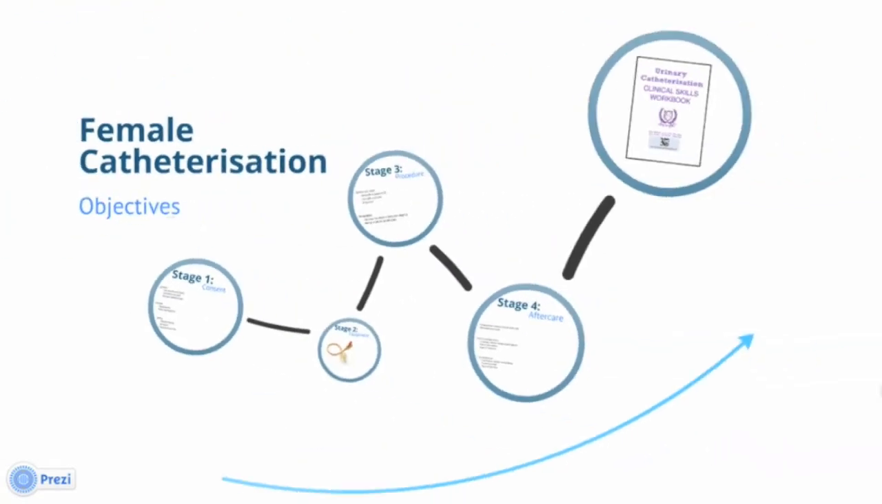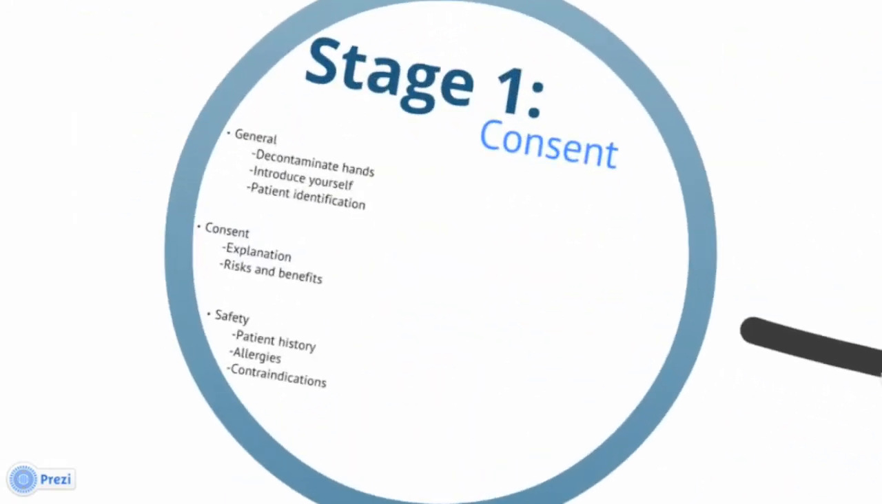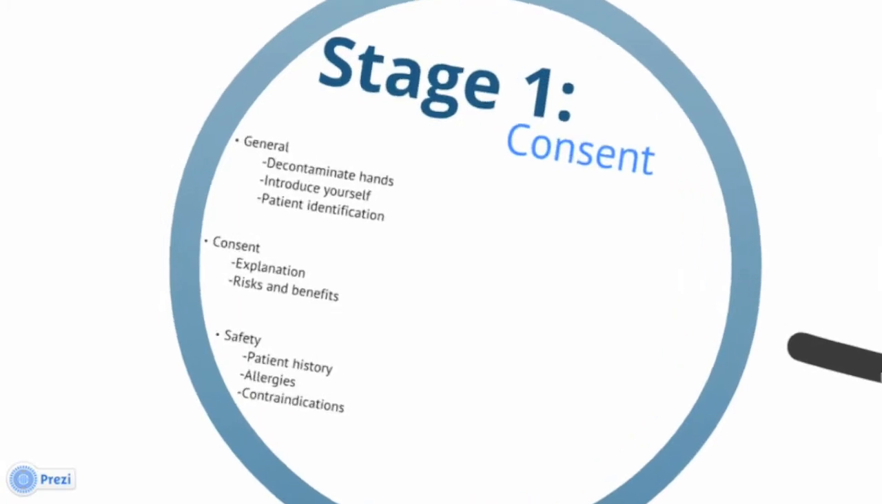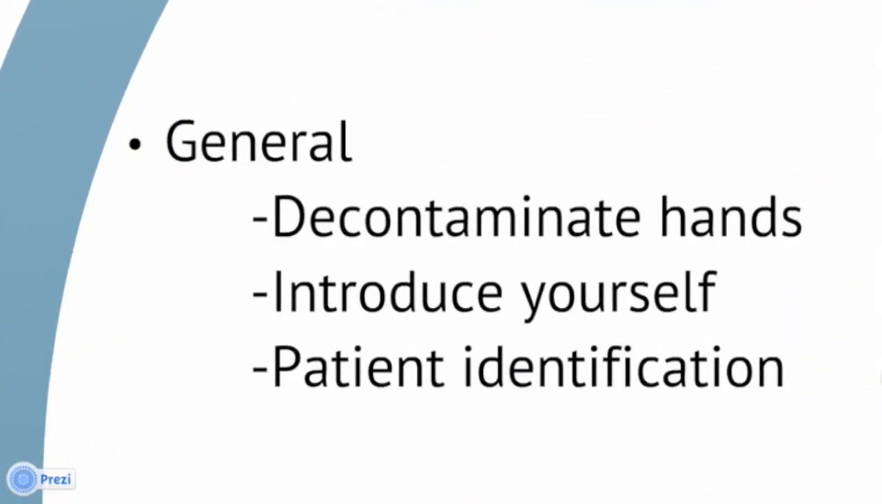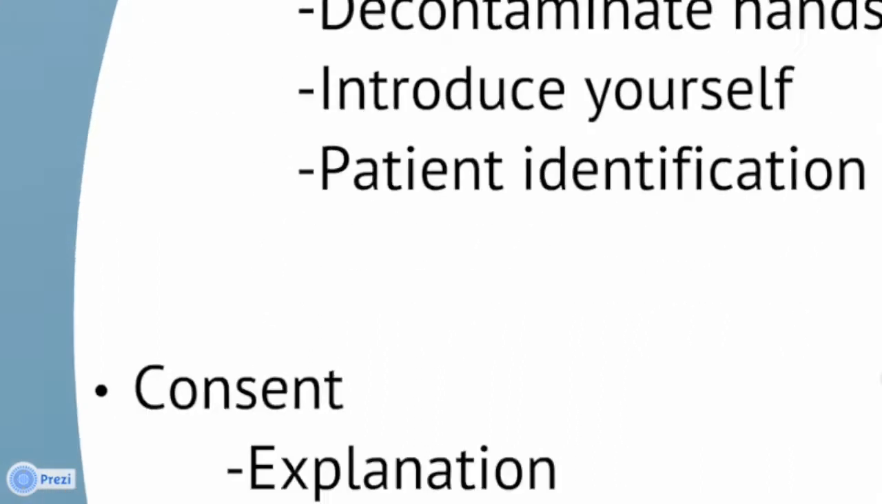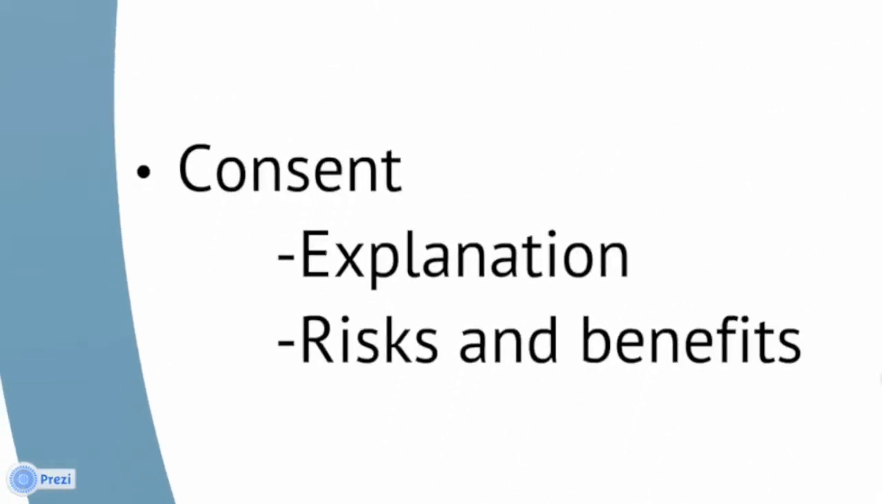To aid you in your learning, we'll be breaking this process down into 4 separate stages. Stage 1 involves obtaining consent from the patient. When you enter the patient environment, you must decontaminate your hands, introduce yourself, and identify the patient using name, date of birth, and hospital number. This should be done by checking the patient wristband against an official hospital document, such as the patient's notes. Once you have done this, move on to gaining informed consent.